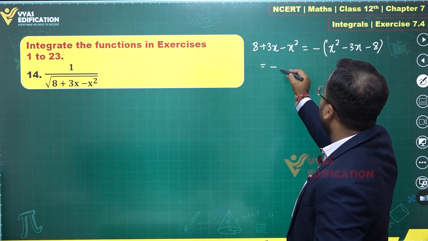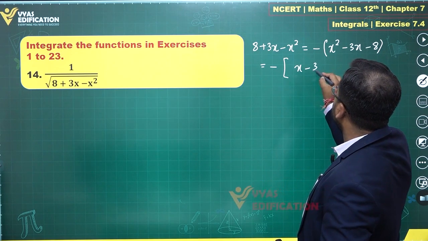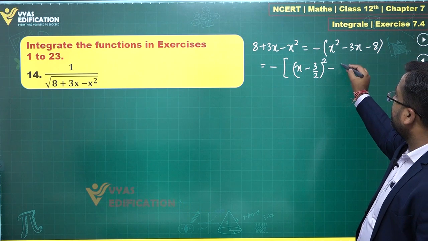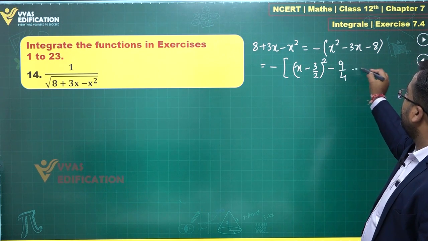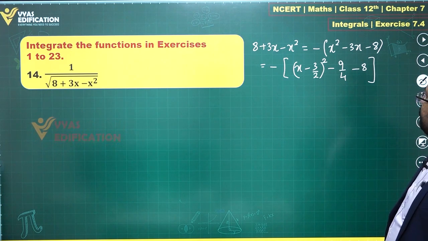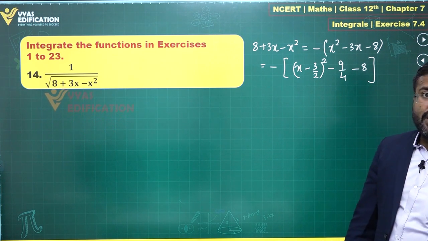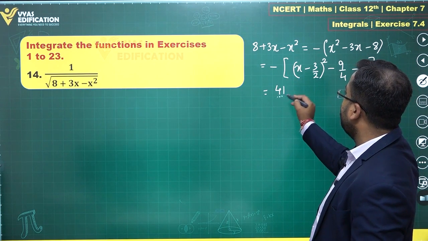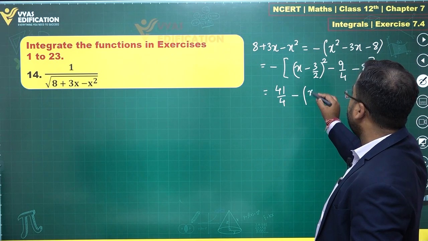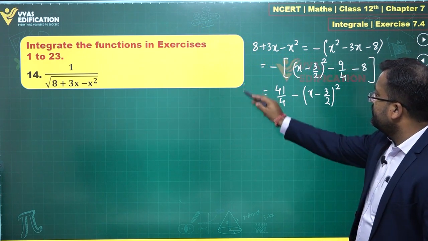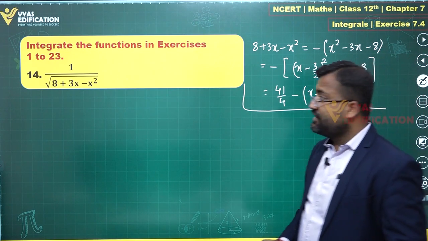First of all, minus is okay. This becomes x minus half of 3, which is 3 by 2 squared. Then you subtract this square, which is 9 by 4. You already have a minus 8 over here. 4 into 8 is 32. 32 and 9 will make it 41. So, this is 41 by 4 with a minus. This becomes 41 by 4 and minus of x minus 3 by 2 whole square. This is what I have, right? That's the expression.